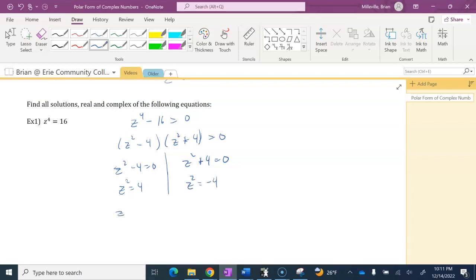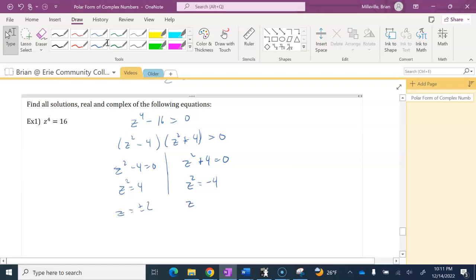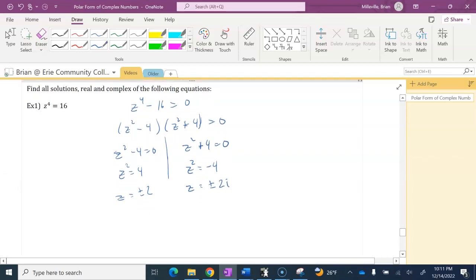Taking the square root, we would get 4 solutions. One would be plus or minus 2. The other would be that z equals plus or minus the square root of negative 4, which would be plus or minus 2i. All right, so that was one we could have done with some of our earlier work.